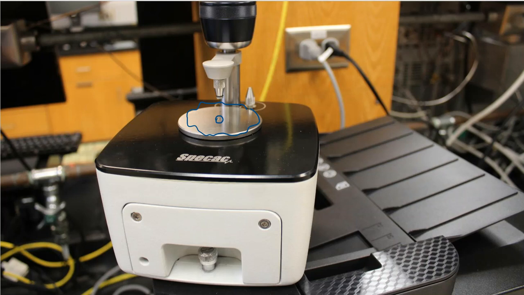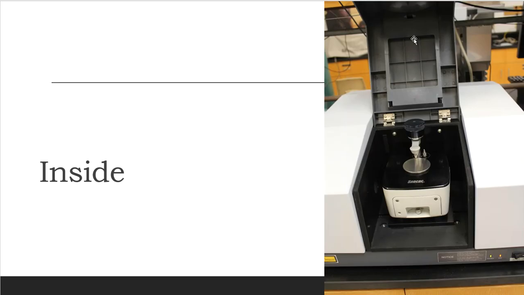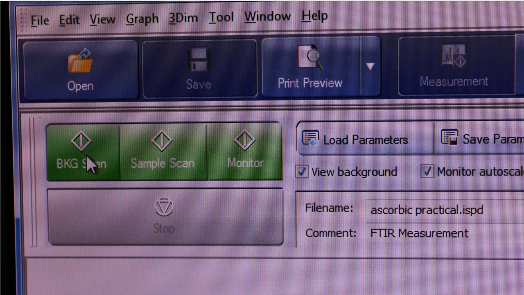So I'm going to take this out of the box, and then I open up the front of the machine, and I sit this ATR attachment down in, and at the front, I'm just going to tighten this screw up so that way it doesn't move when I begin to load samples up. So once I put the ATR attachment in, I then go back to my computer screen, and I'm going to hit background scan. All right, so after the background scan, I just kind of wait until it's ready.